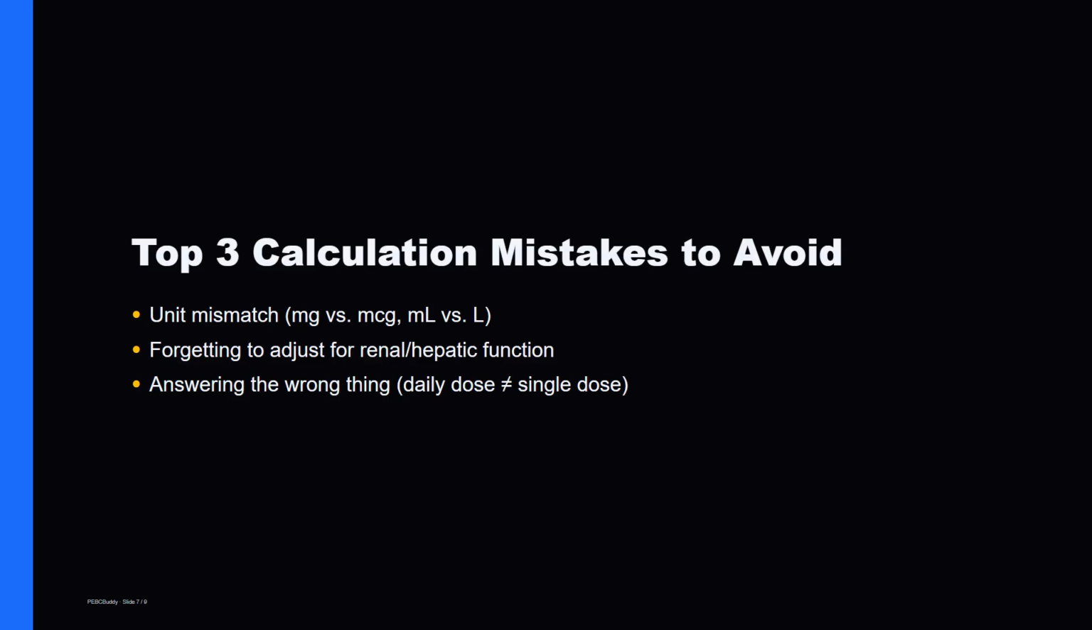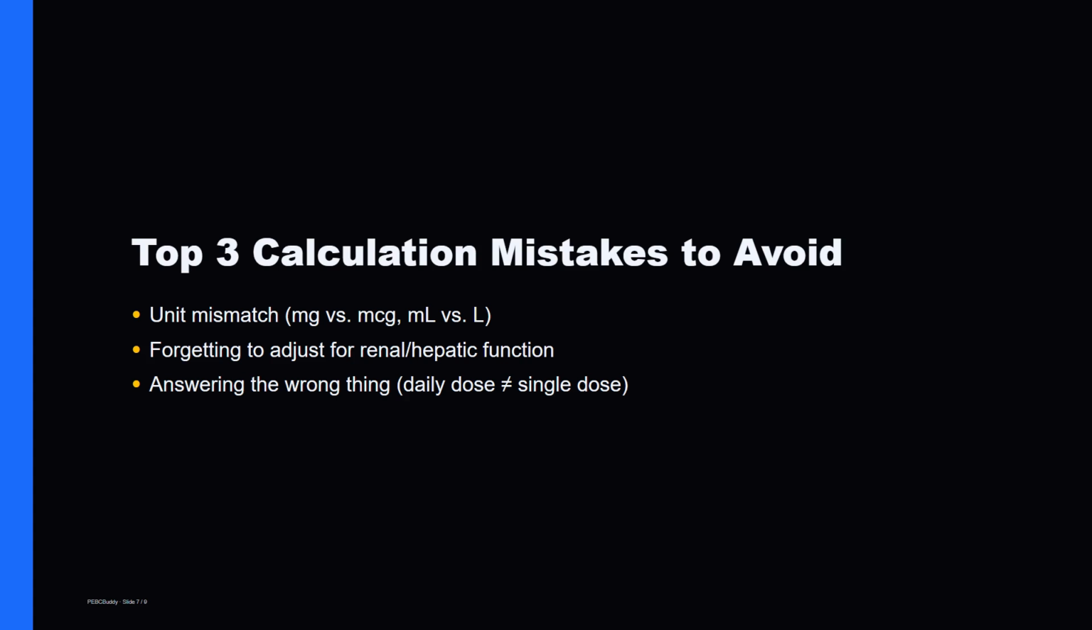Let me save you some easy marks by naming the 3 mistakes I see most often. Number 1, unit mismatches. You set up a perfect calculation, but one number is in micrograms and another is in milligrams, and you forget to convert. Circling your units before you calculate takes 5 seconds and eliminates this.